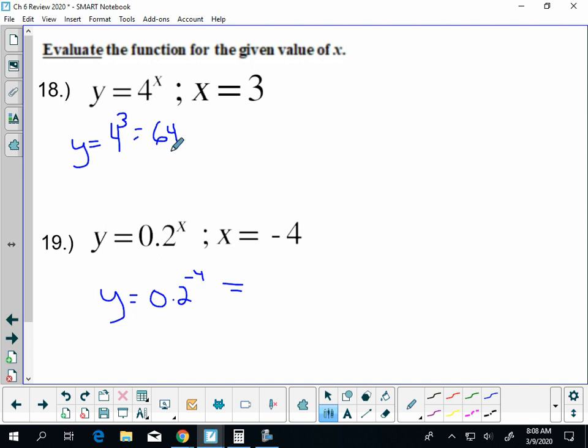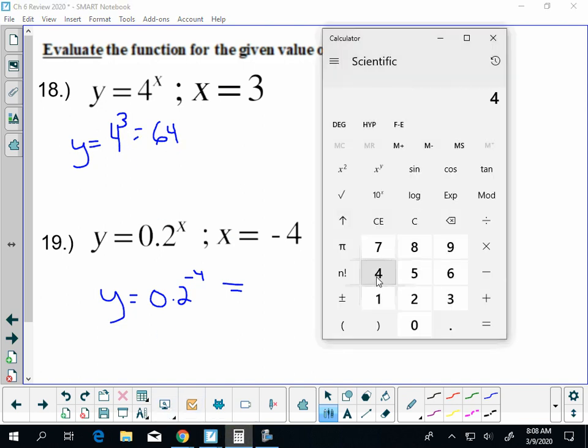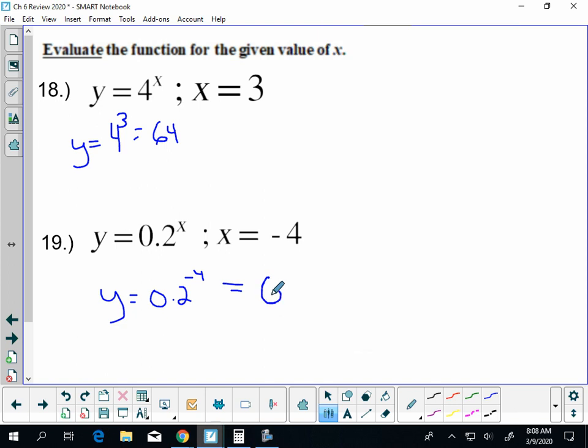This is just going to be calculator work. And again, we can bring up our calculator. 4 to the 3rd gives me 64. On number 19, that one's a little bit trickier, but not much. It's just 0.2. Raise that to a power of negative 4, and I get 625.